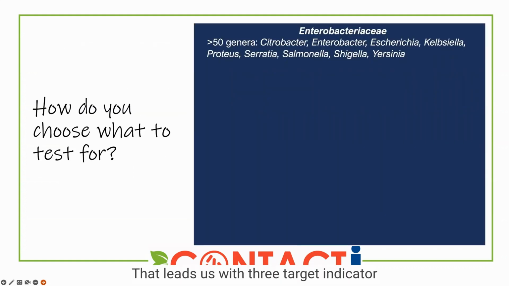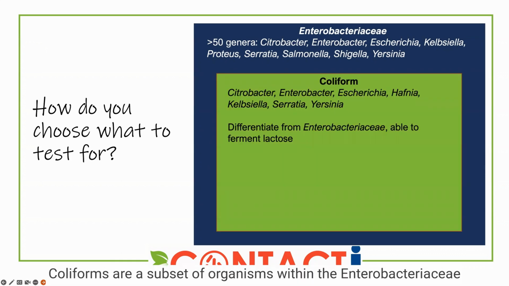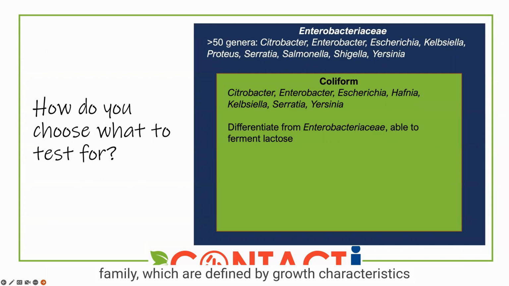That leaves us with three target indicator organisms that are interconnected. Enterobacteriaceae are a taxonomic family of bacteria that represents more than 50 genera of bacteria, with some examples listed in the blue square. These organisms are widely found in the environment and can be found in water as well as terrestrial environments. Coliforms are a subset of organisms within the Enterobacteriaceae family, which are defined by growth characteristics to separate them from other members of this family.